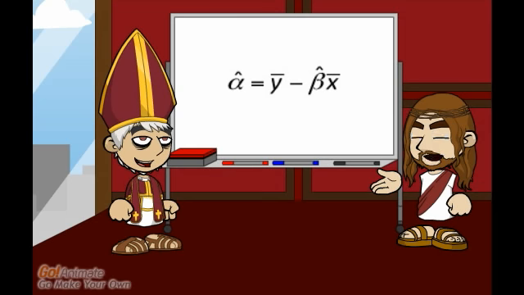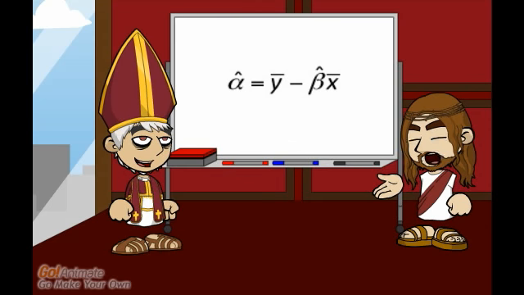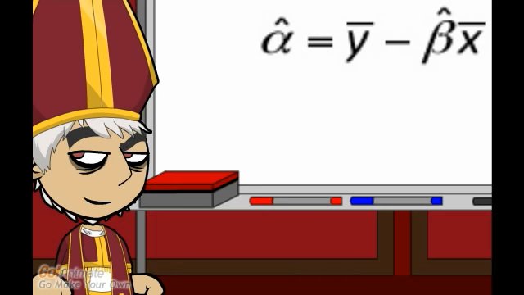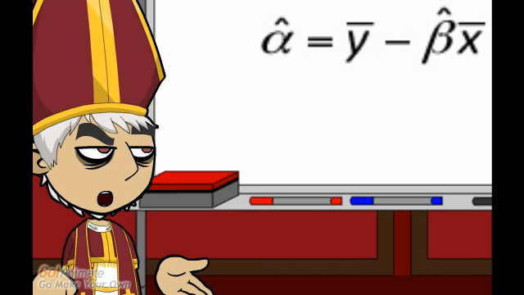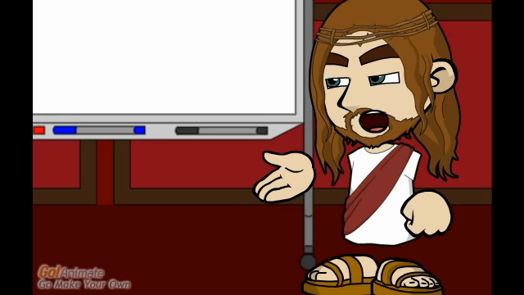Now we can look at alpha hat. What do you notice here, Pope? Jesus. Is that the mean of y and x? Yes, the equation for alpha hat equals the mean of y minus beta hat times the mean of x. So the regression line goes through the mean of y and x. Exactly, Pope. You're getting the hang of it now.